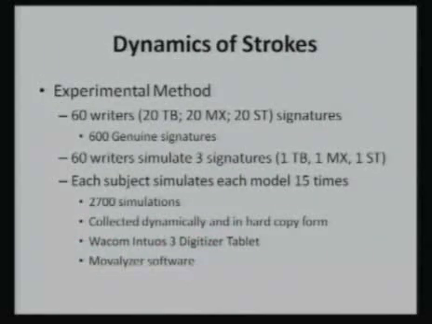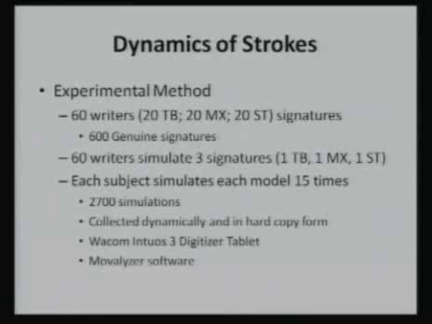So we had 60 writers, divided into their signature style: text-based, mixed, or stylized. A text-based signature is one that you can look at and know the person's name. A mixed style signature is one that's written half in text and half stylized. And a stylized signature is one that you look at and say, I have no idea what that person's name is. So we collected 600 genuine signatures. Then we had 60 different writers simulate 3 signatures: one text-based, one mixed, and one stylized.